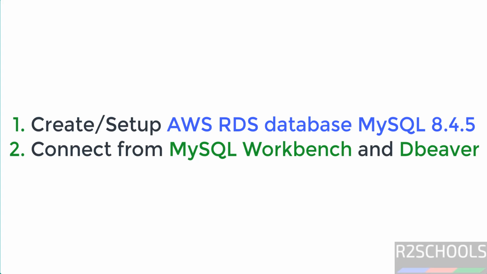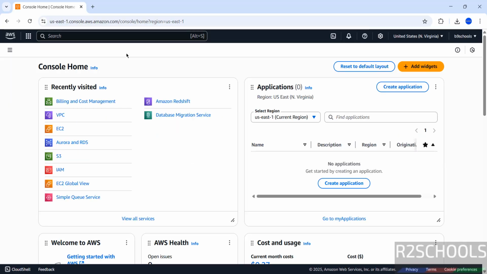Hello guys, in this video we will see how to create or set up an AWS RDS instance for MySQL Server 8.4.5 LTS version. Then we will connect from MySQL Workbench or DBeaver. Okay, see, I have connected to the AWS console.